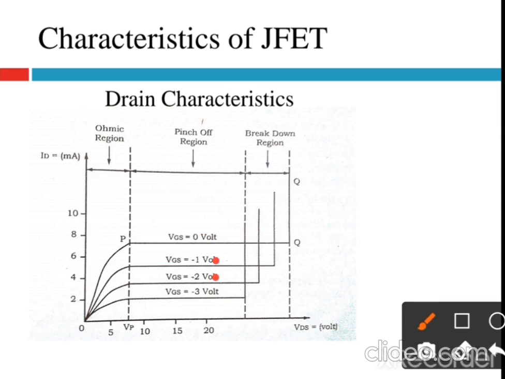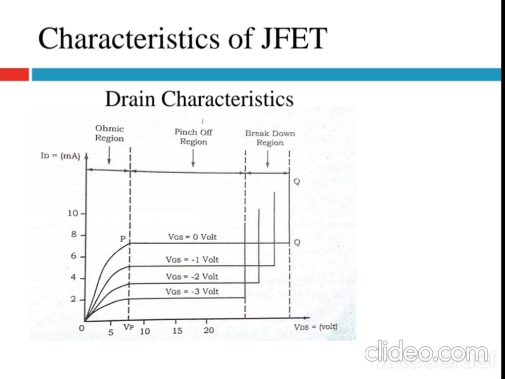minus 1, minus 2, minus 3. As we discussed in the operation of JFET, initially we keep VGS at 0, then we make it a little bit negative, and then we operate it at a large negative value of VGS. So in the pinch off region, the drain current depends on VGS, and it is the normal operating region of JFET when used as an amplifier.